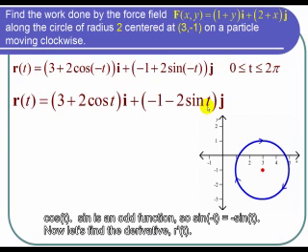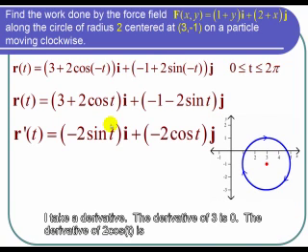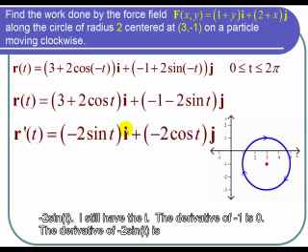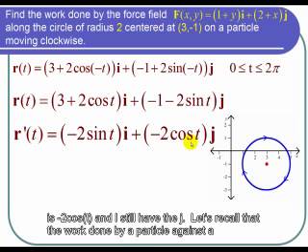Now let's find the derivative, r prime. The derivative of 3 is 0. The derivative of 2 cosine of t is negative 2 sine of t. I still have the i. The derivative of negative 1 is 0, and the derivative of negative 2 sine of t is negative 2 cosine of t. And I still have the j.